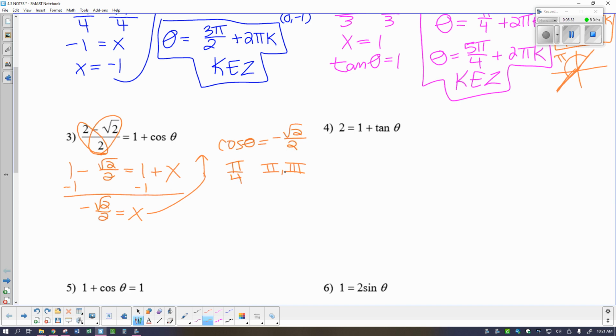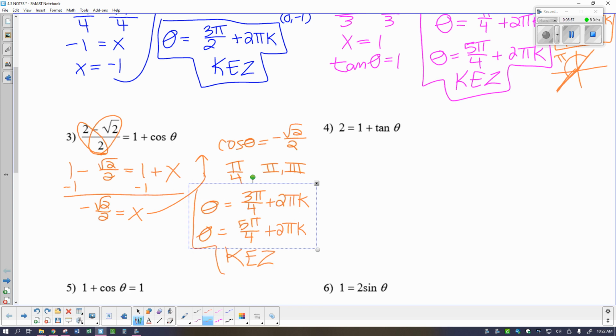So I'm going to write my two answers. Theta in the second quadrant is 3 pi over 4, again, plus 2 pi k. And theta in the third quadrant is 5 pi over 4, and that's plus 2 pi k as well. Again, here's our answer. Remember, k is an element of an integer. All right, let's keep going.